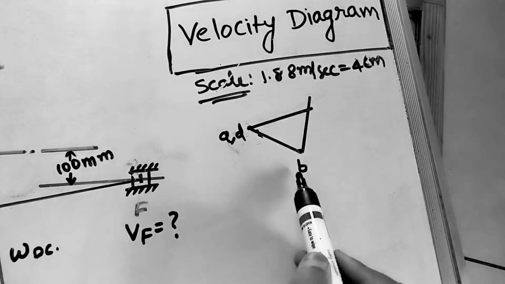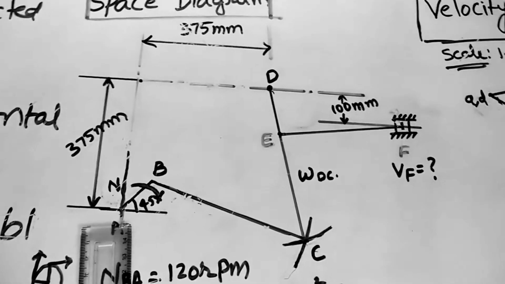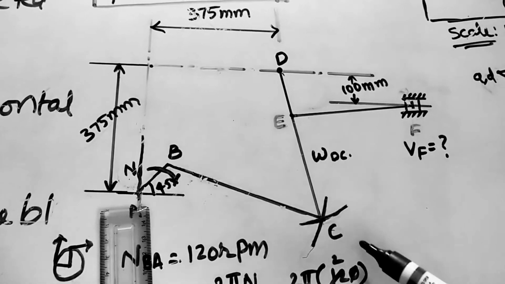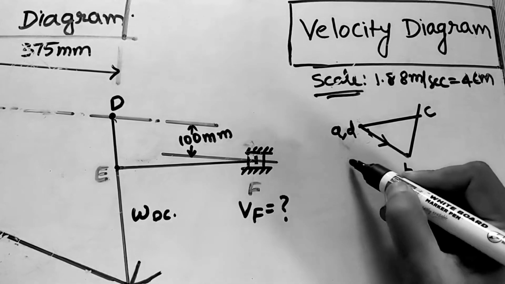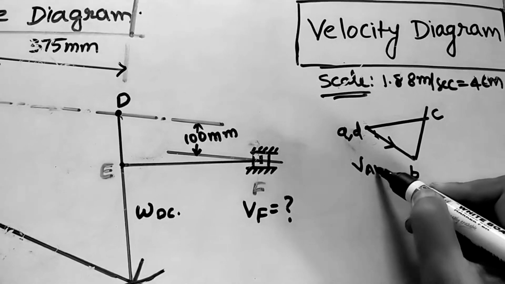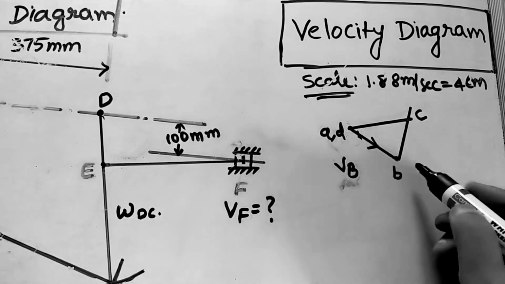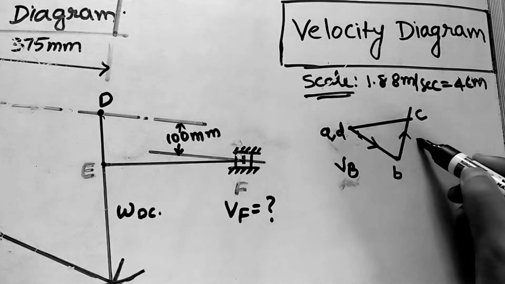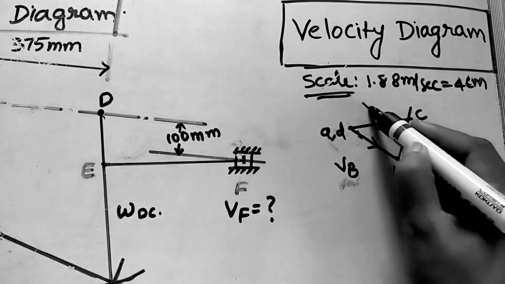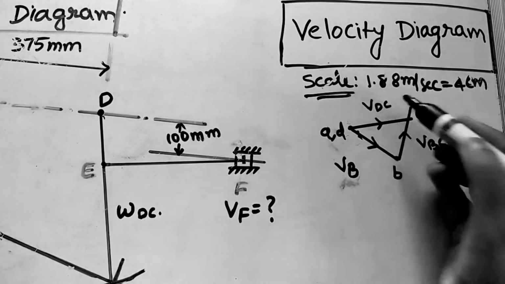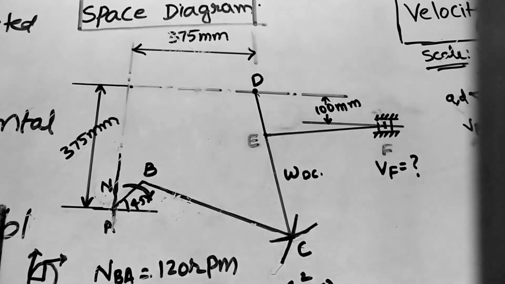So here the intersection point of B and D is C here. This is the C. Okay. This will show VAB, or VBA, or VB, also we can write VAB or VBA, and this is showing VBC. Okay, and this is showing VDC or CD.